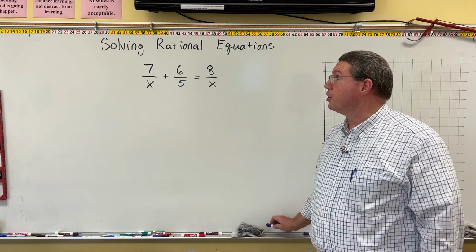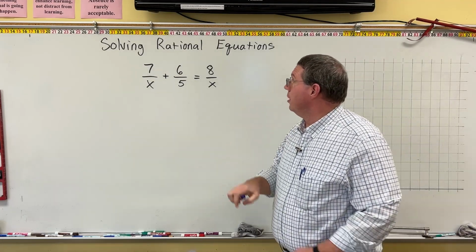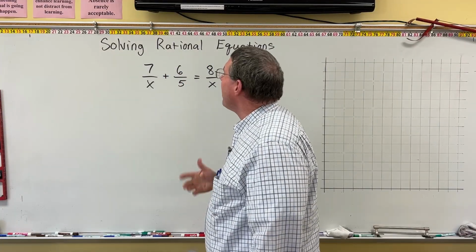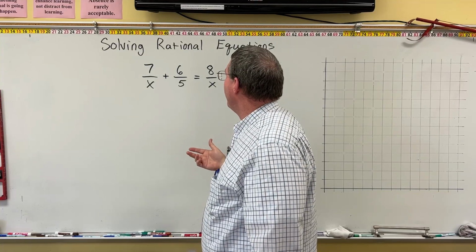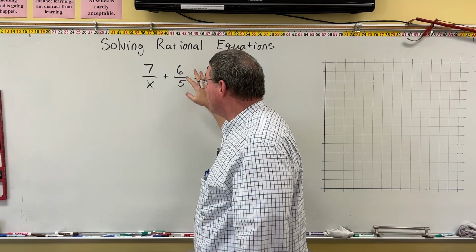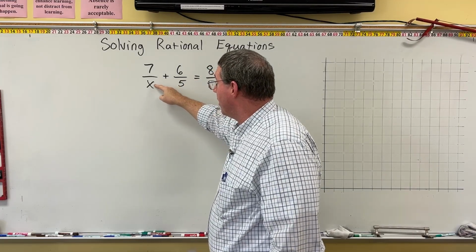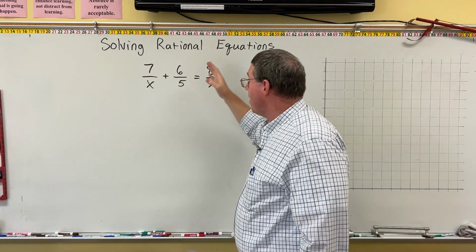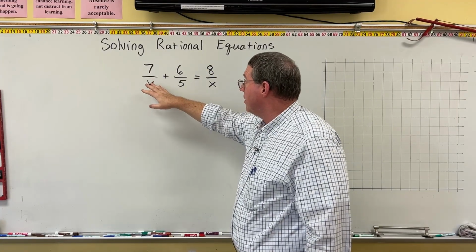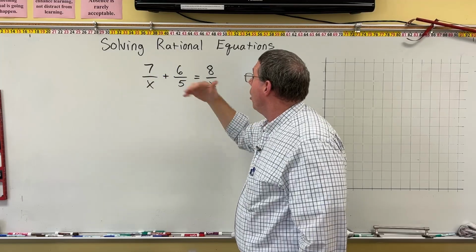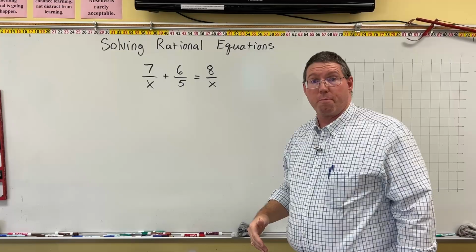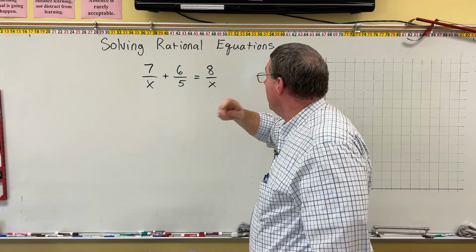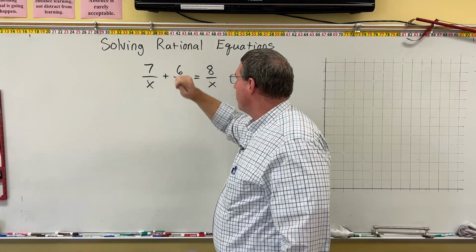In this lesson, I'm going to show you how to solve rational equations. Now, this word rational basically just means an equation where there's fractions and there's a variable in the denominator. If there is a variable like x in a denominator, it's called a rational expression or a rational equation. We have an equal sign here, so it's an equation. And we have an x in the denominator, so it's rational.